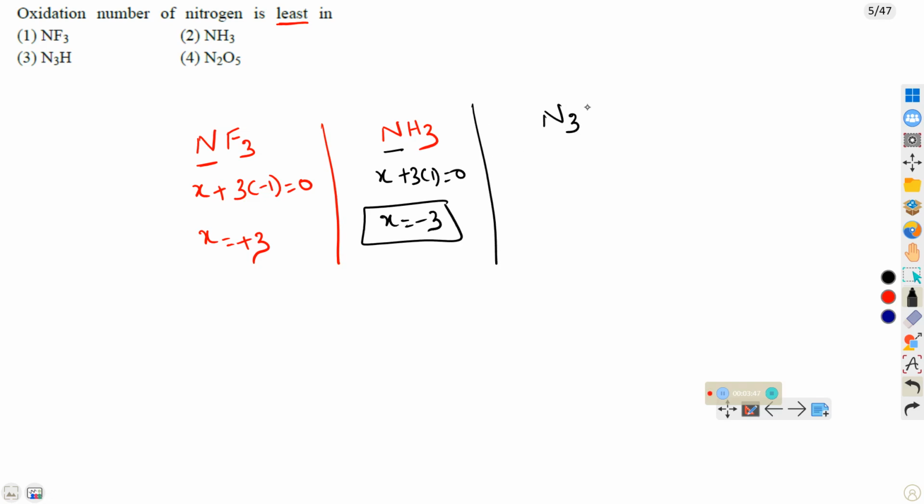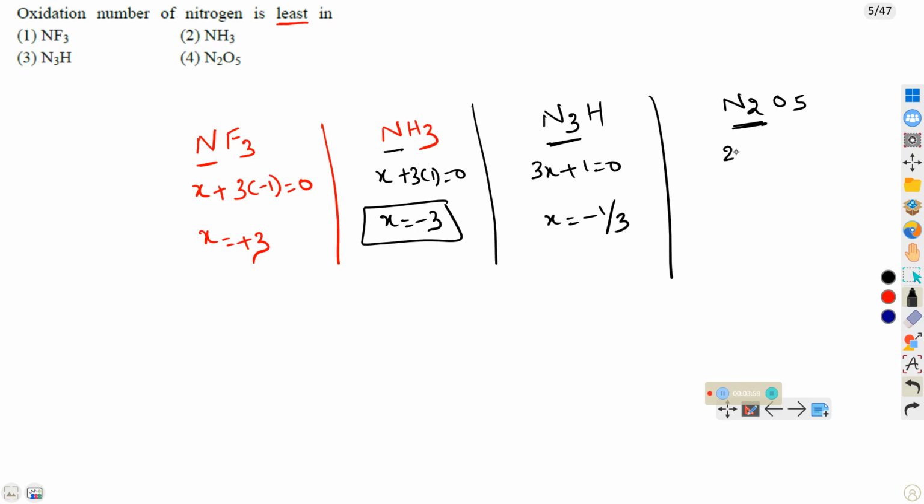N3H, calculate: 3x plus 1 equals 0, x equals minus 1 by 3. N2O5, calculate oxidation state of nitrogen: 2x equals 10, x equals plus 5. Least in NH3.